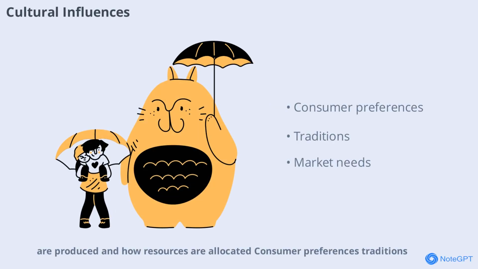Consumer preferences, traditions, and values all play a role in production decisions. For example, dietary habits influence agricultural production while fashion trends affect the clothing industry. Understanding cultural influences helps businesses better meet the needs of their markets. Next, we'll look at the impact of demographics.